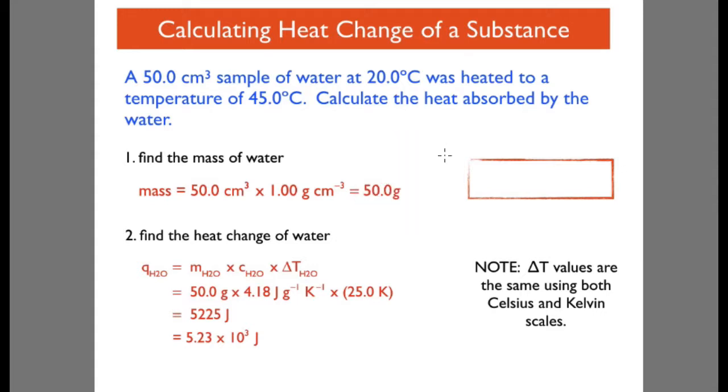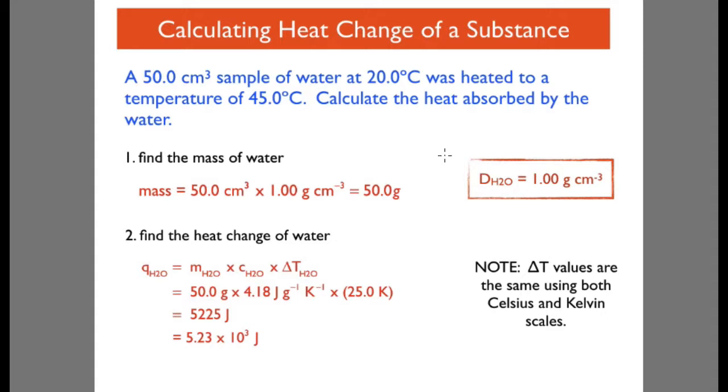It's quite straightforward. The density of water is 1 gram per centimeter cubed. So 1 centimeter cubed of water is 1 gram. So we just use density as a conversion factor. Okay, so if you've got 50 centimeter cubed of water, you can multiply by its density to get the mass of water. So 50 centimeter cubed of water is going to be 50 grams of water.